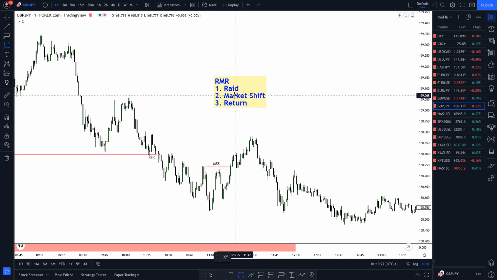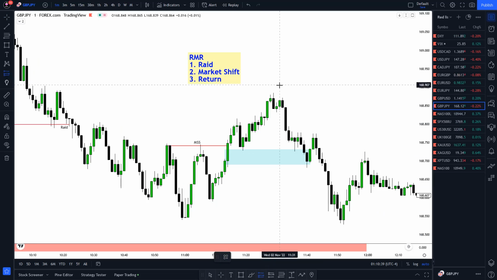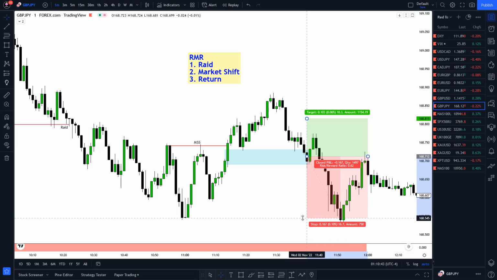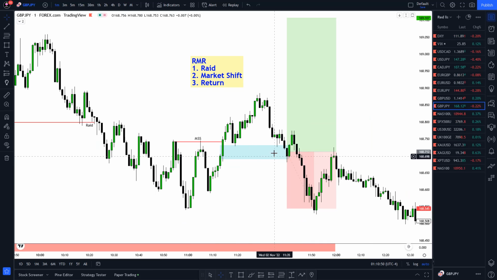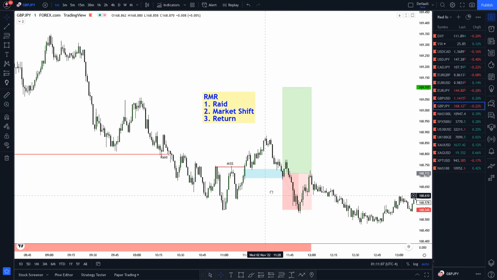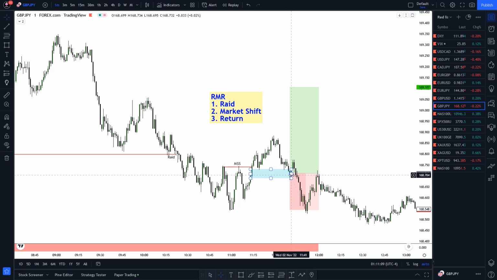And like we did before, during the market structure shift, a gap will usually present itself, and this will be our return area. So when price retraces into that area, that's where we place our order, with our stop loss at the bottom of the raid down here. And once again, you can see that in less than 10 minutes, we would have been stopped out. But once again, how would we be able to avoid this losing trade?